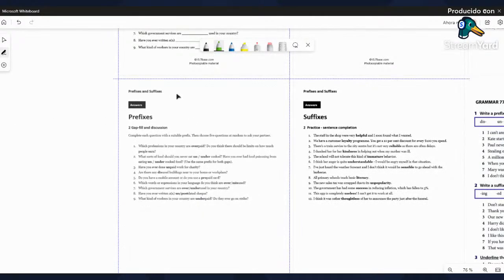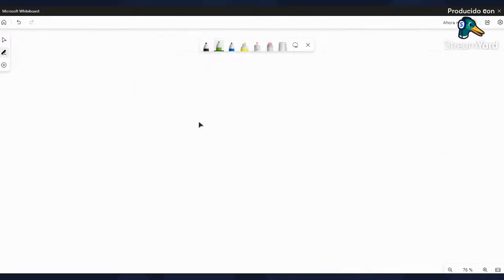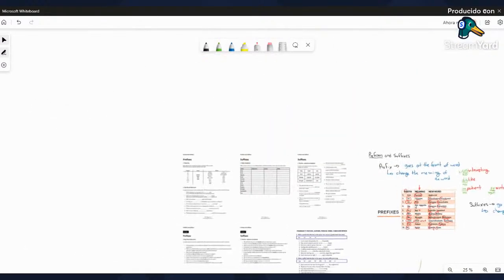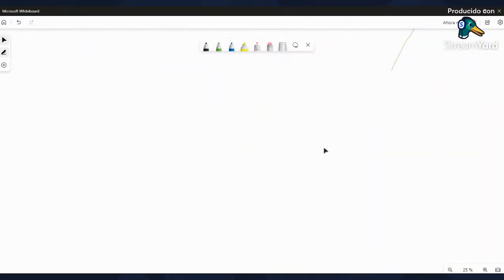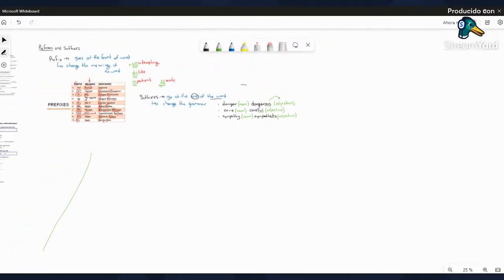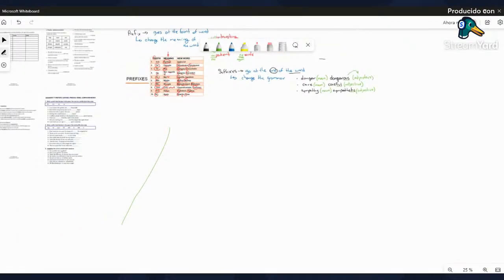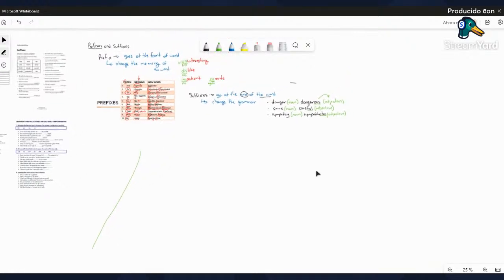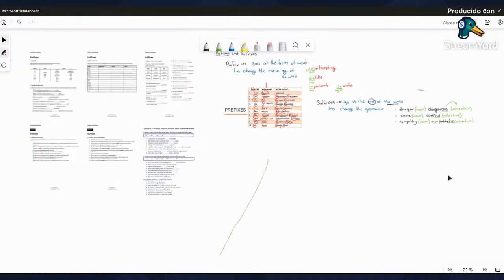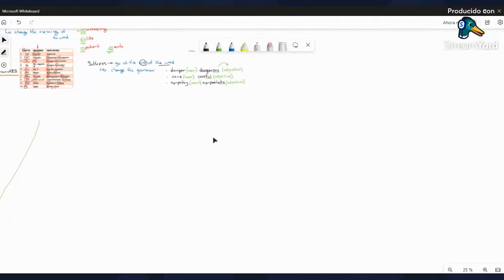Okay, it's not here. Let's see where it is. It's hidden somewhere here. Prefixes. Oops, I think we don't have it here. Okay, wait a second here. I think it's somewhere here. Well, let me continue explaining these ones. Okay, so fixes. Give me a second.